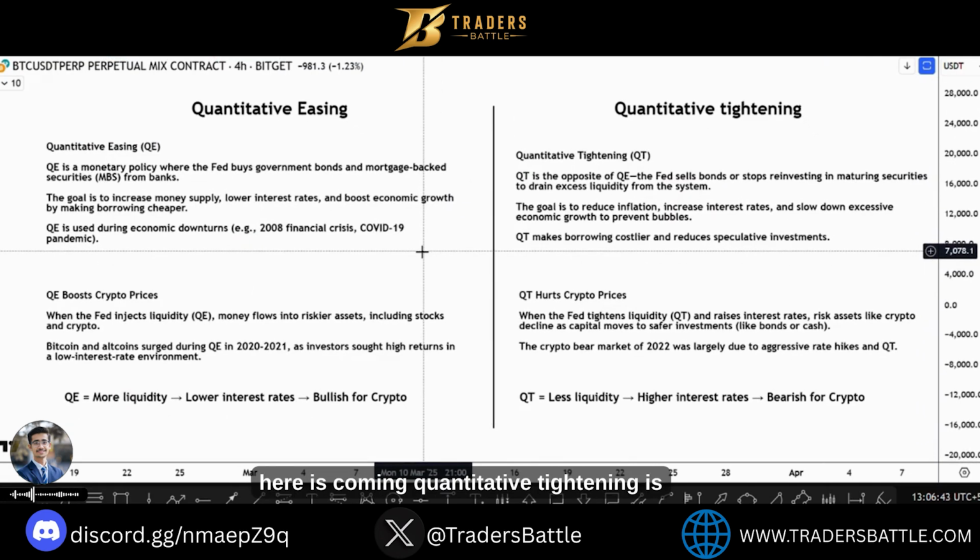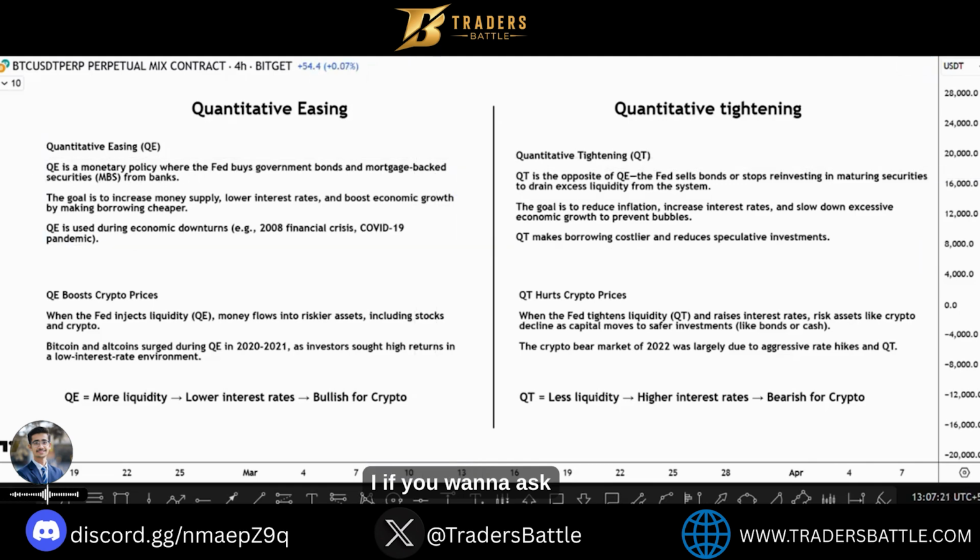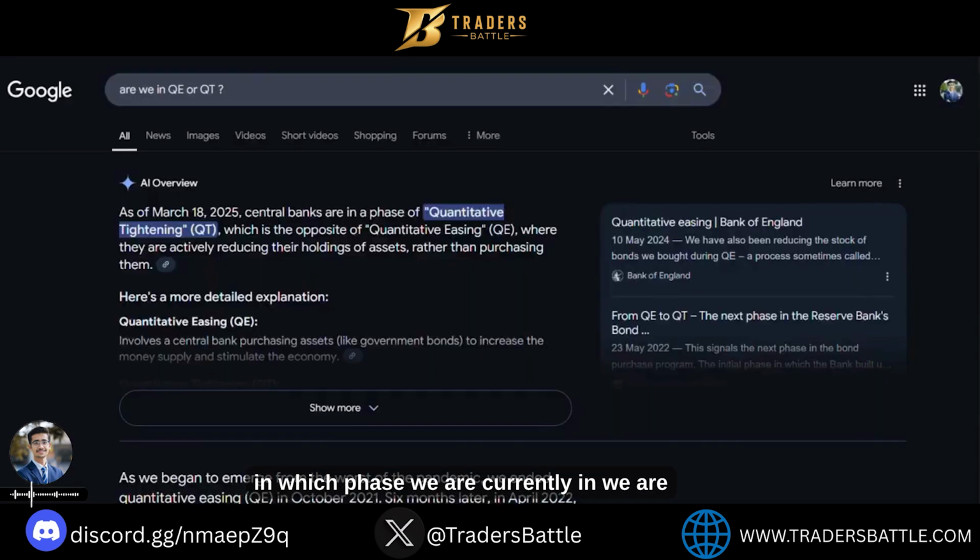So what quantitative tightening is, basically the Fed usually sells the bonds, stops reinvestments, and drains the liquidity from the market. Okay, so what's the goal of QT? QT is basically to reduce inflation, by increasing the interest rate and slowing down economic growth. Got it? So QT basically makes borrowing costlier, and QE makes borrowing easier. Okay, so if you want to ask which phase we are currently in, we are currently in the quantitative tightening phase, as of the current date.